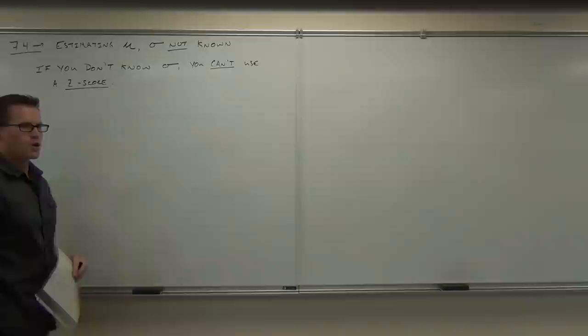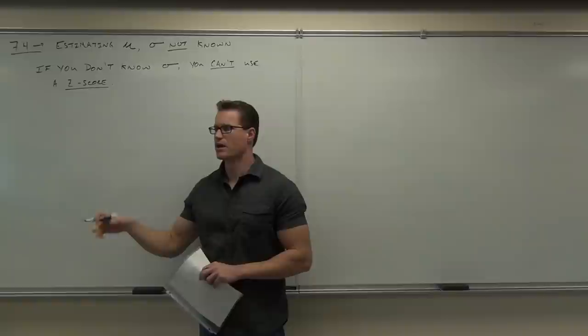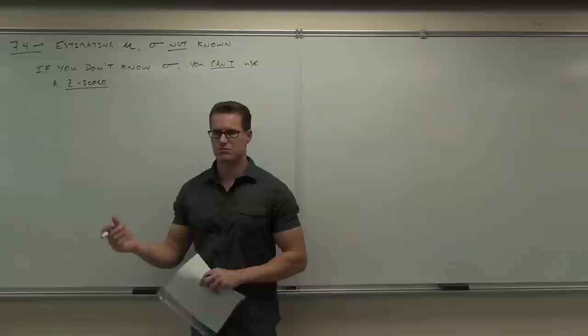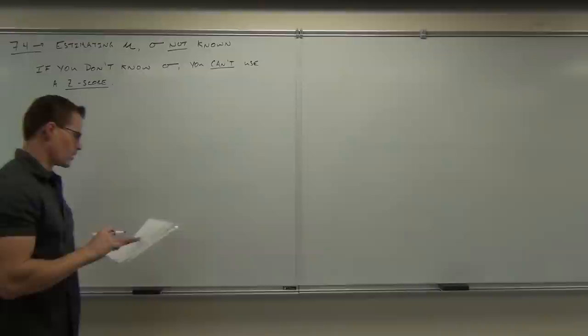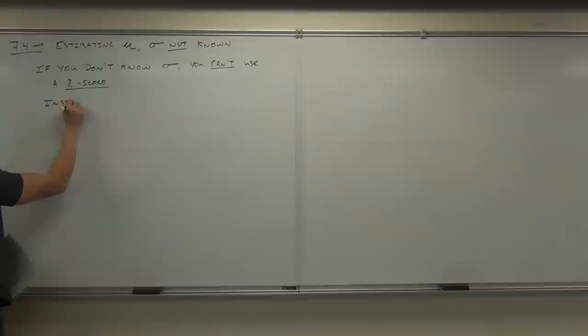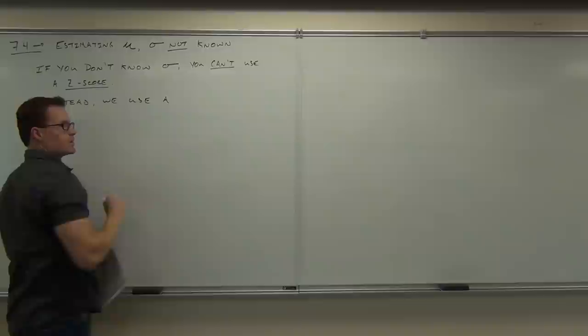The requirements, they're not met. So if you go back and check those requirements from the last section, it said random sample, great, and the next one was you know sigma. Do we know sigma? Nope. So we can't use a z-score, we can't use a z-critical value. That's a problem for us. Instead, what we're going to use is a t-score.